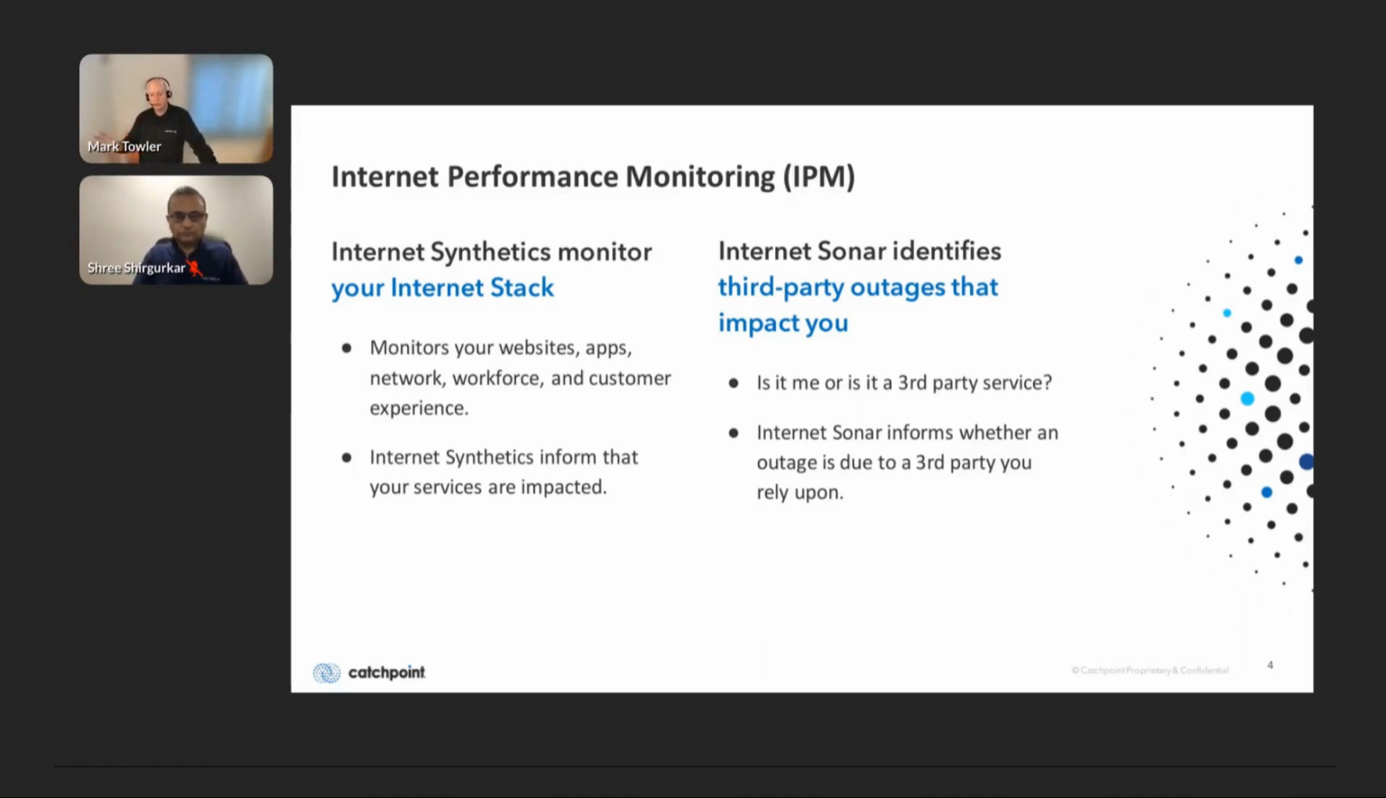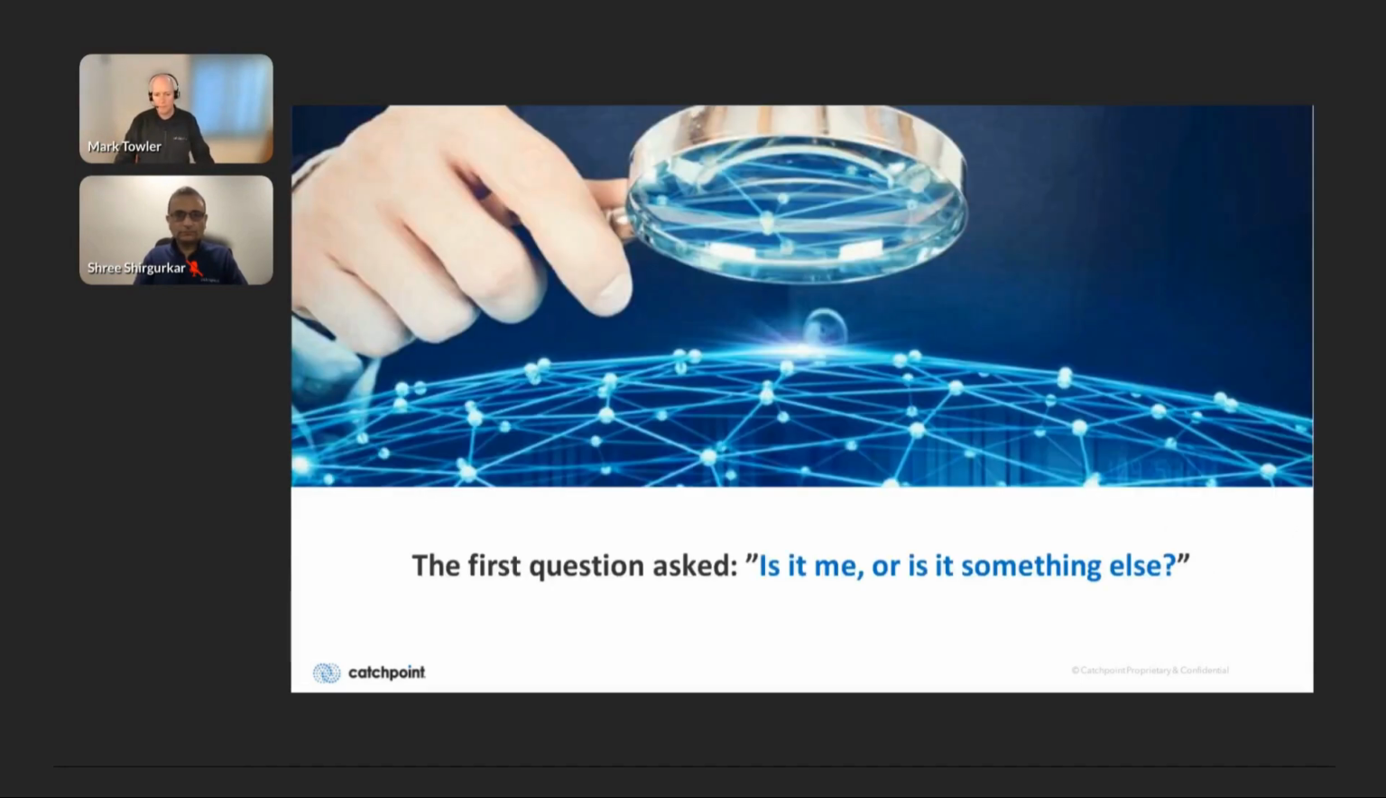It monitors all those other third parties that are out there elsewhere in the internet that may or may not be affecting you. And these days, the internet is your new network. Everyone is relying on a bunch of third-party services, cloud services, for a variety of different things. And the most important question you want to answer when you have an outage is, is this me or is it a third-party service? And what Internet Sonar is doing is monitoring all of those third-party services so they can answer that question immediately. If something went down and it's impacting you, you're going to know thanks to Internet Sonar. It's really a tool that answers that question. Is it me or is it something else?